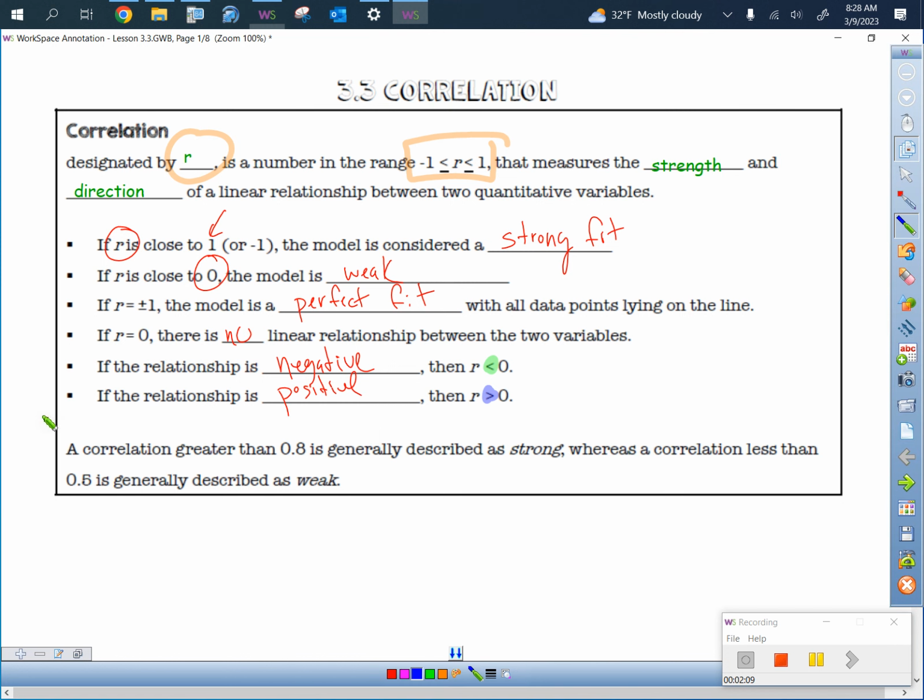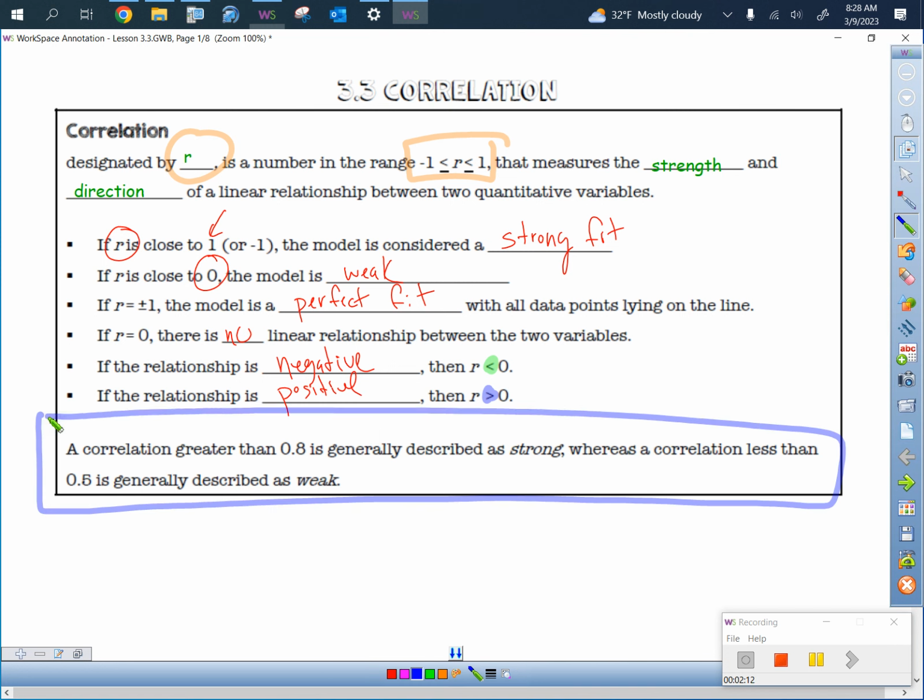And then you might put a box around this right here. This is something you probably want to look back at. A correlation greater than 0.8 is strong, whereas less than 0.5 is weak. So something in between those numbers is going to be moderate. So when you're answering questions on homework, they ask, is it strong, moderate, or weak? If it's bigger than 0.8, that's strong. If it's less than 0.5, that's weak, and everything in between is moderate. And same with the negatives.